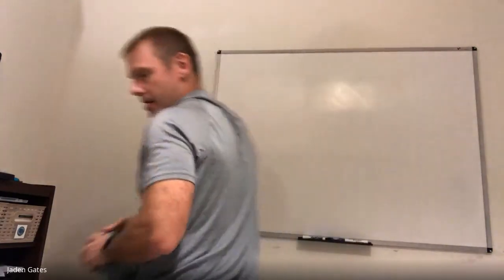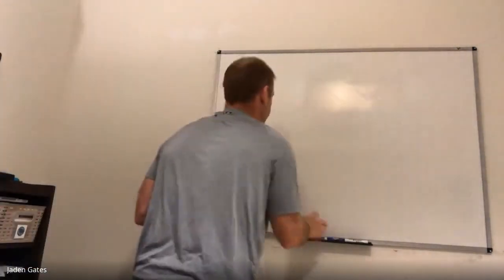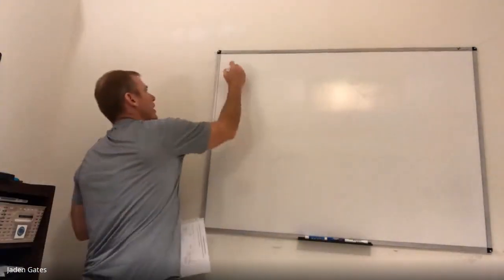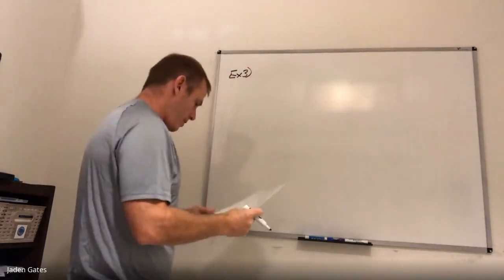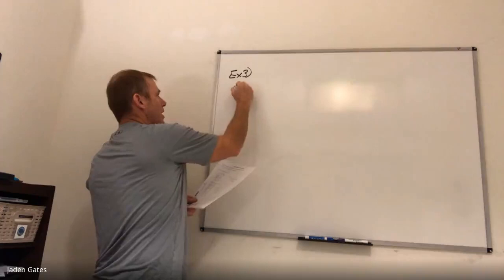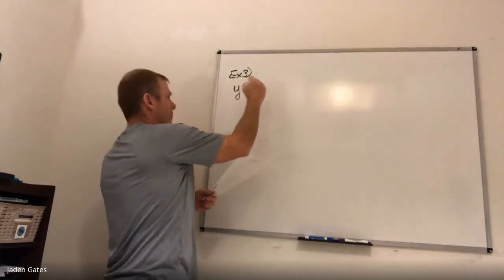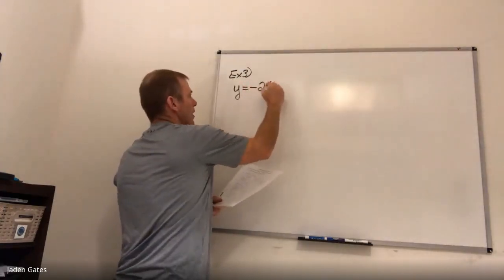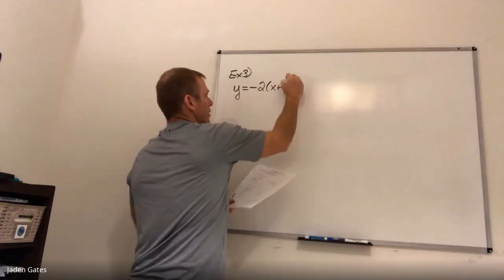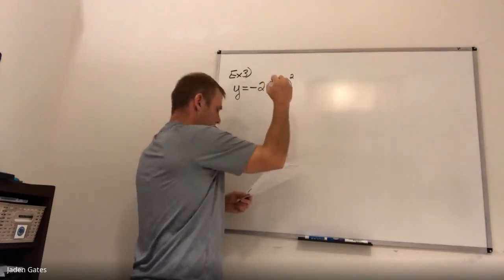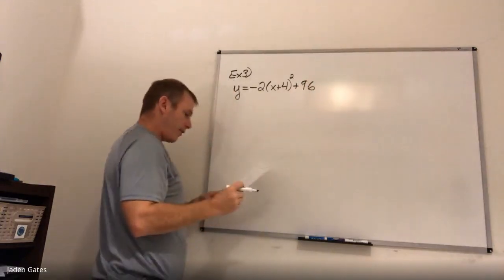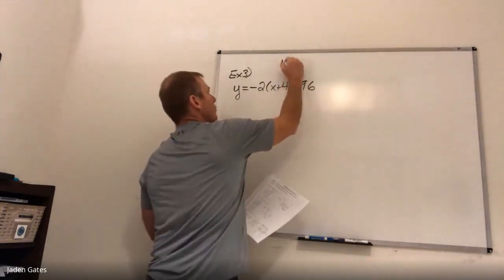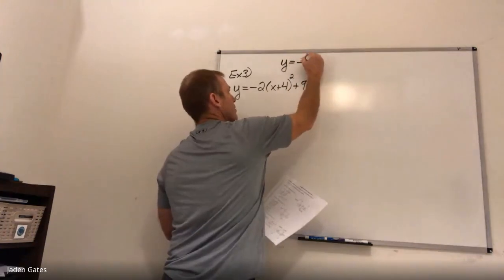All right, next example. I'm going to try to throw all the different ones at you. Example 3. So we have a parabola that is y equals, vertex form here, -2 x plus 4 squared, plus 92. And this is saying that find x when your y value is -6.